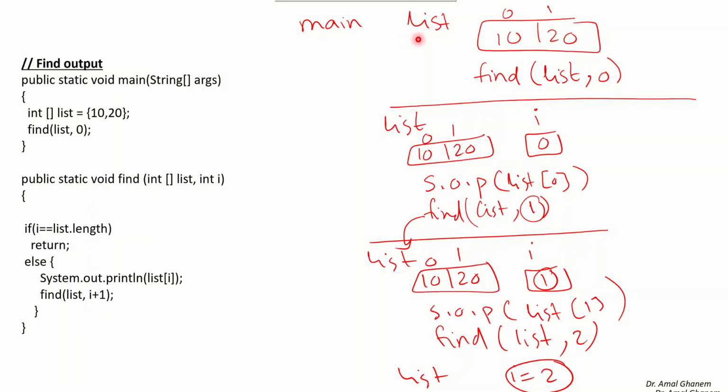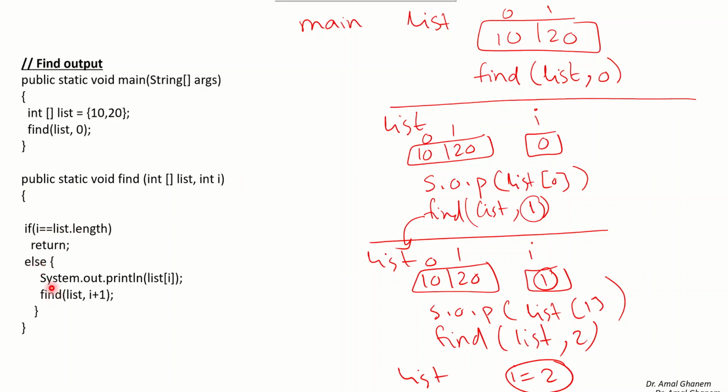So from the main, we have the array, 10 and 20, location 0 and 1. We will call the method find, where we have to send the array and 0. So in the first call, we will have our array 10 and 20 and the value of I as 0. Then we start executing our method. I have to check, is the value of I equal to the length? The length is 2, we have two elements, and the value of I is 0. Is 0 the same as the length? It's not. So we will go to the else.